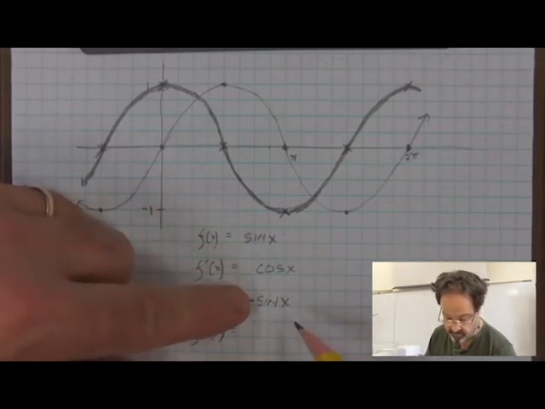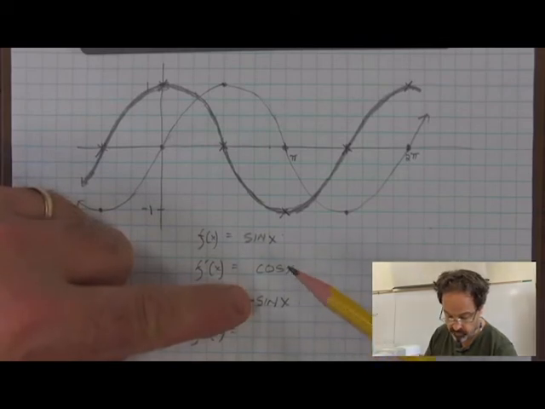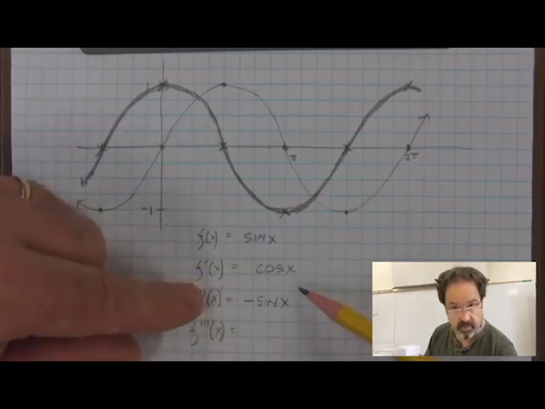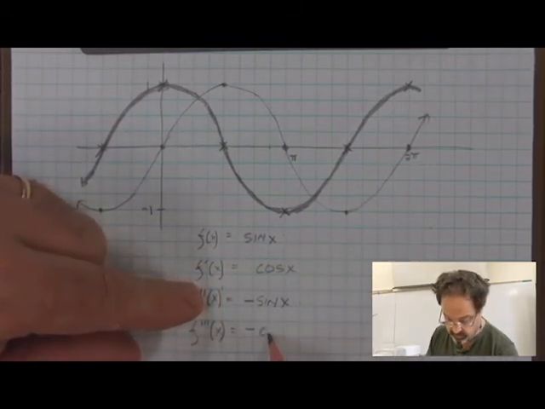Well, ignore the negative for a moment. We know that the derivative of sine is cosine. And then if we add the negative back in, we'll get the derivative negative cosine.